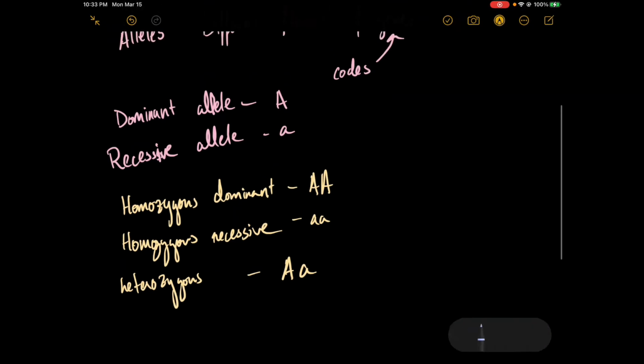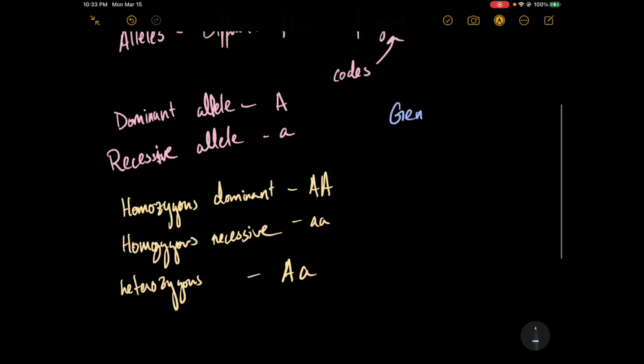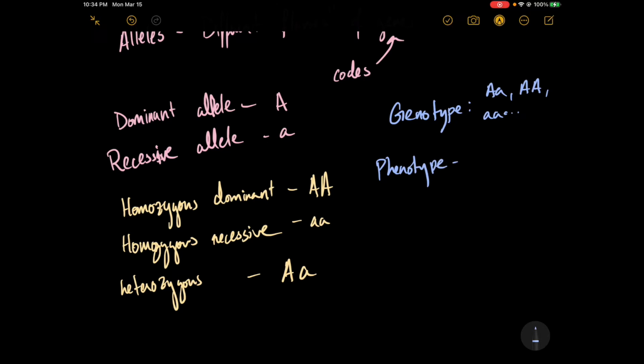Alright, final two words. Genotype. Genotype refers to the allele breakdown. So for example, AA, or maybe lowercase a, all these are different kinds of genotypes, whereas phenotype refers to the trait that's being expressed, like the actual characteristics that you're actually seeing.